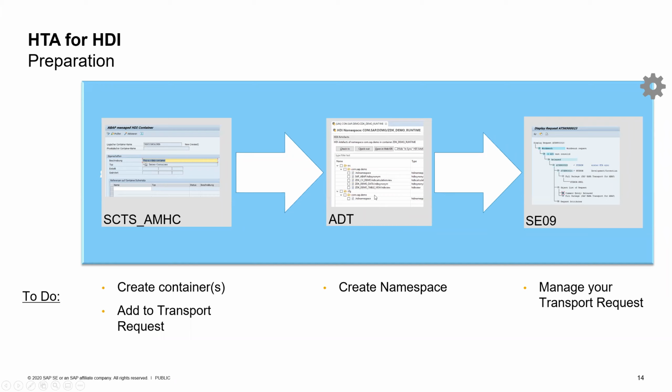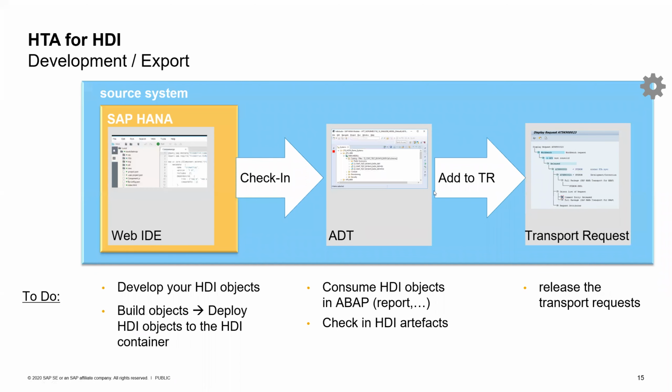and there you would need to create namespaces. And then the process starts as known. You would need to go to the SE09 and release task and transport request and so on. So that was for the preparation for the containers.